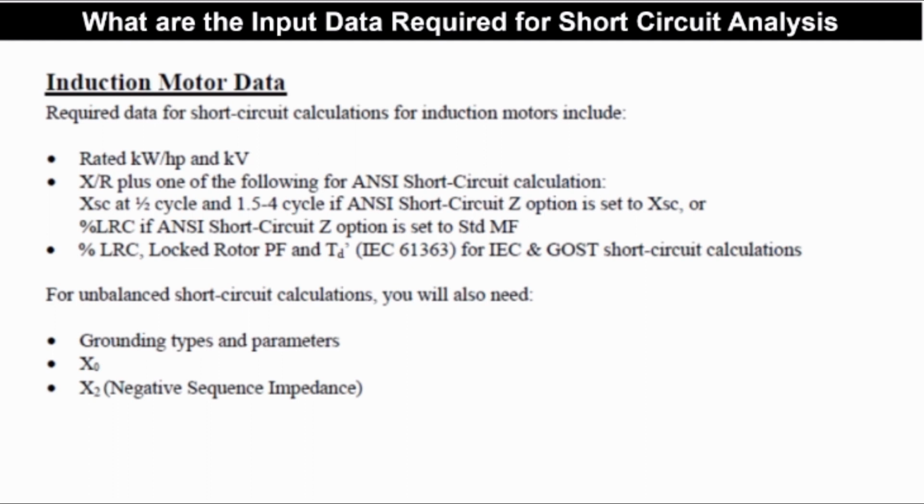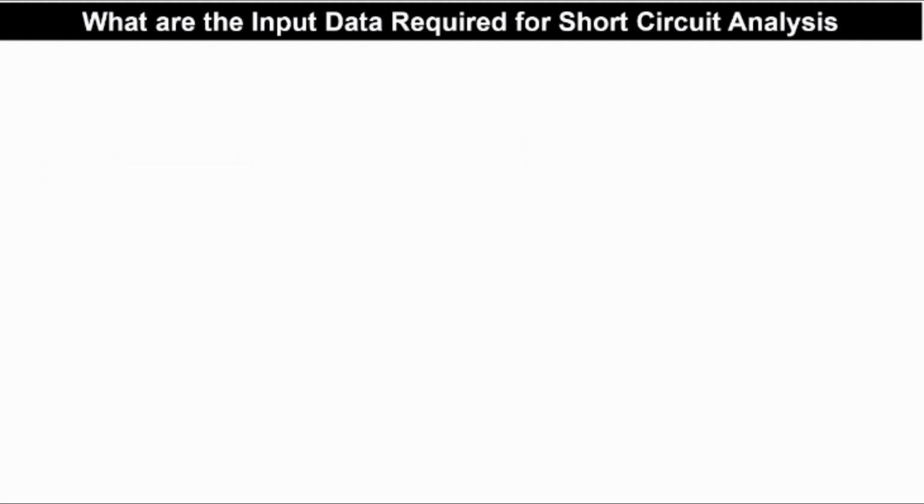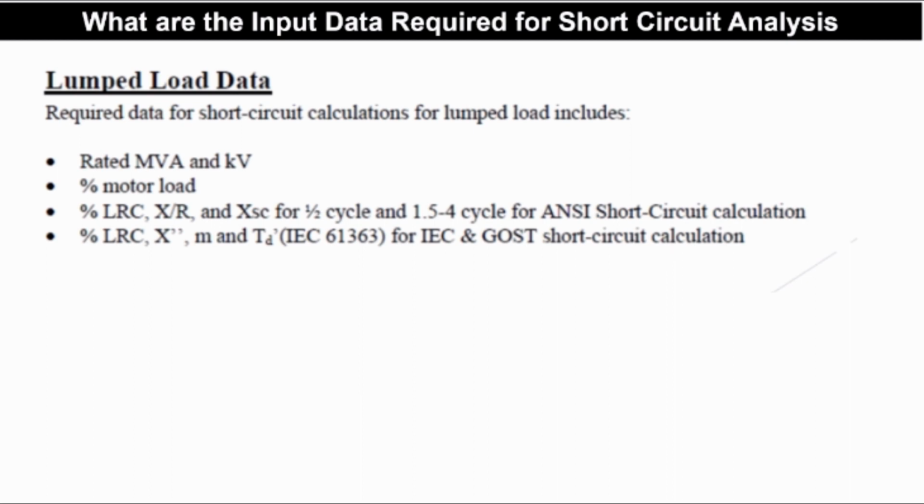For induction motor, you should know rated kilowatt or horsepower ratio. You should also know the kV rating of the induction motor, X by R ratio, locked rotor current, that is LRC percentage, power factor, locked rotor power factor, grounding type parameters, negative sequence impedance, zero sequence impedances. For a lumped load data, you should also know rated MVA and voltage rating of the load, percentage motor load, percentage LRC, X by R ratio, short circuit reactance for half cycle.